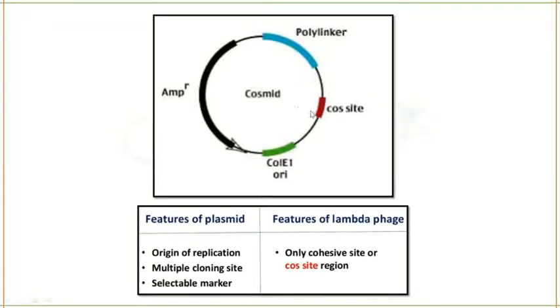It has a cos site, an ampicillin resistance gene, an origin of replication, and a polylinker. Features of the plasmid: origin of replication is present, multiple cloning site is present, selectable marker is there. Features of lambda phage: it has the cos site. These two characteristics, the features of plasmid plus the features of lambda phage, together we find in a cosmid.